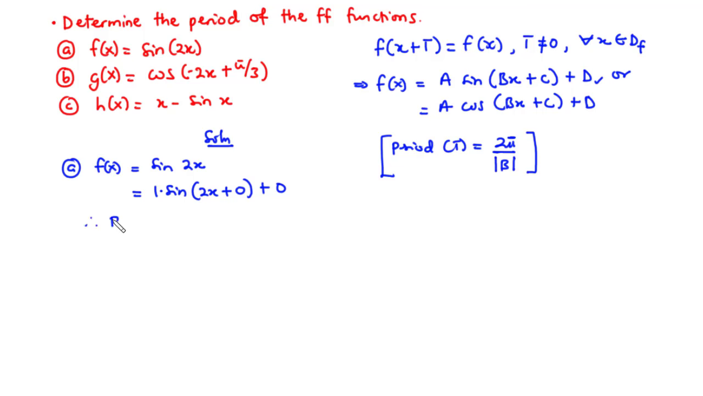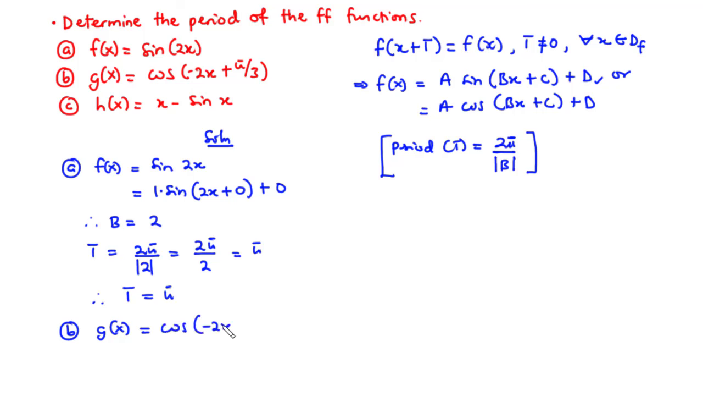So we say that b is equal to 2, and then to calculate the period is given by 2 pi divided by absolute value of b, in this case absolute value of 2. So we have 2 pi, absolute value of 2 is 2, 2 cancels out 2, and then we are left with pi. Therefore, the period of the signal or the function sine 2x is equal to pi. Now let's move on to b. We have the function g of x equals cos negative 2x plus pi on 3.